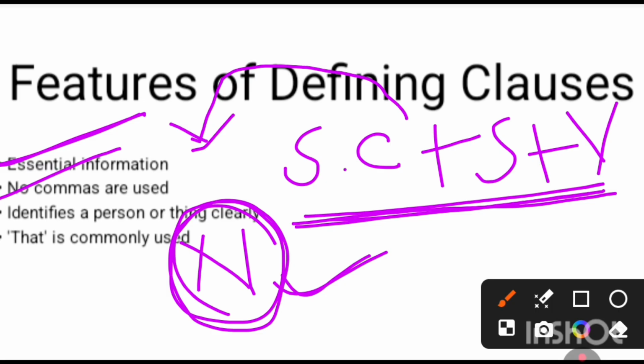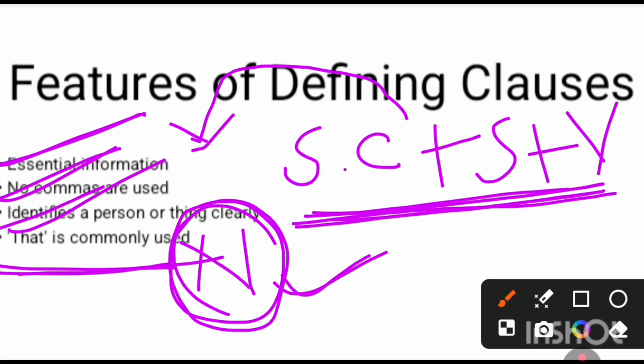No commas are used. That means for a defining clause we cannot use any comma. Identifies a person or thing. That means it identifies the antecedent. Now whatever the noun is used before this clause, it identifies that subject. And here that is commonly used. It is also very much important, friends, because in a non-defining clause we cannot use that. We can use some others, who, whom, which, but we cannot use that. But in a defining clause, that is very much common.